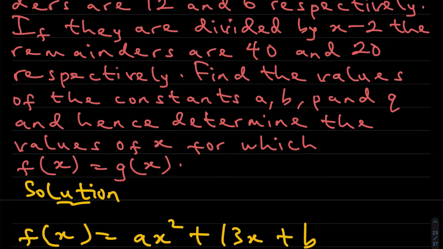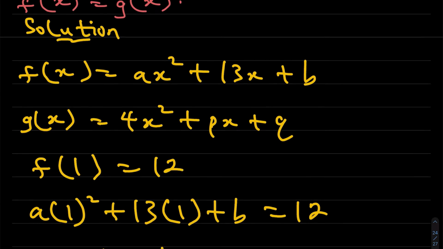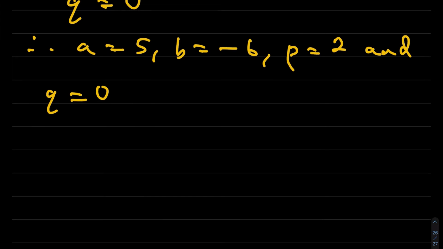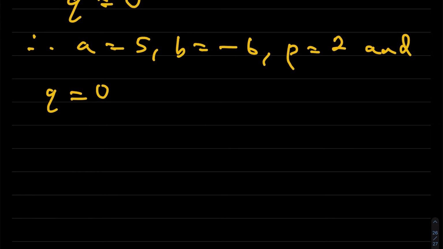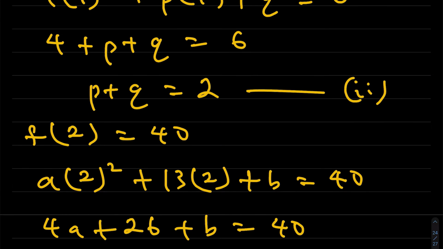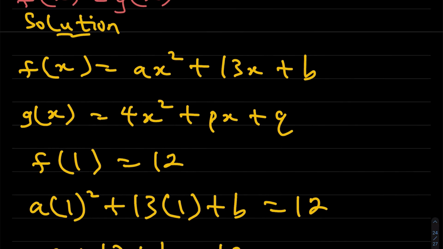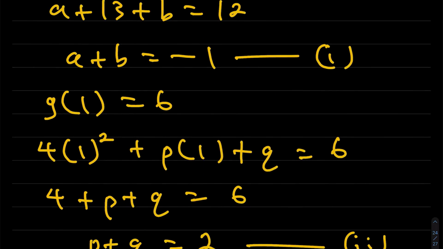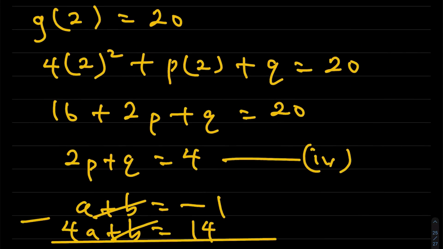It says, and hence determine the values of x for which f of x equals g of x. For what values of x is f of x equal to g of x? Before we do that, we need to write both of them in full. F of x equals ax squared plus 13x plus b.